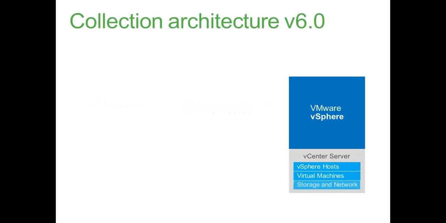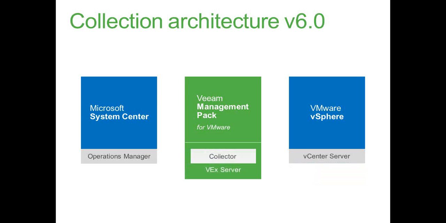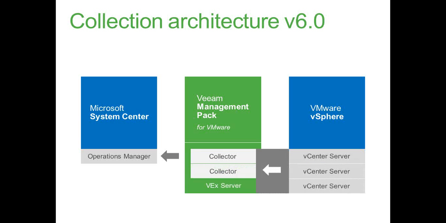The collection architecture in version 6.0, the previous version, was like the Veeam Management Pack would sit in between my vSphere and Microsoft System Center. I got my vCenter server, and there's a collector service running on the Veeam Management Pack server, which collects the information from our vSphere and gives it back to the System Center. That's how the architecture works in the previous version 6.0.